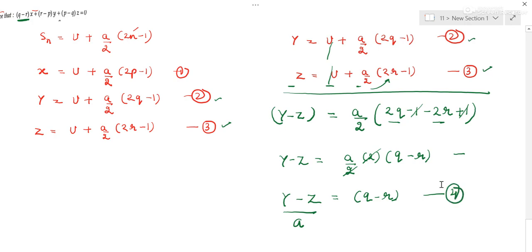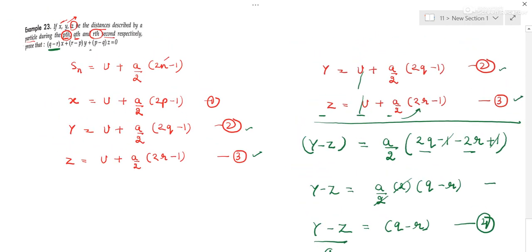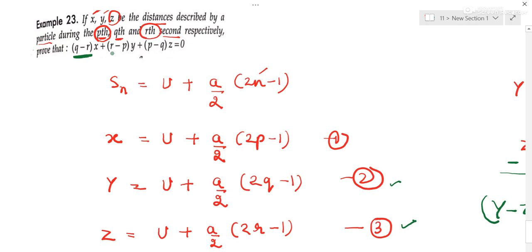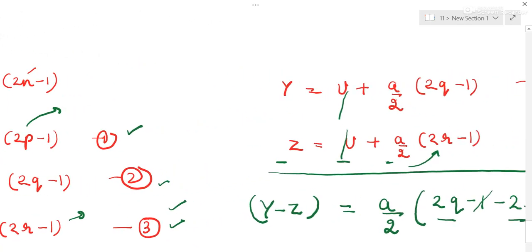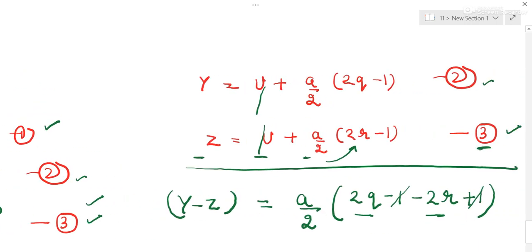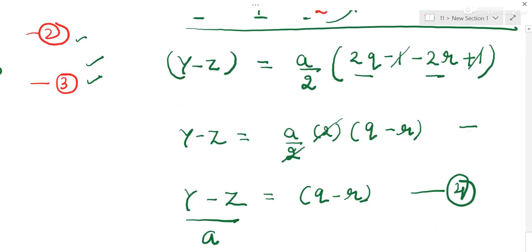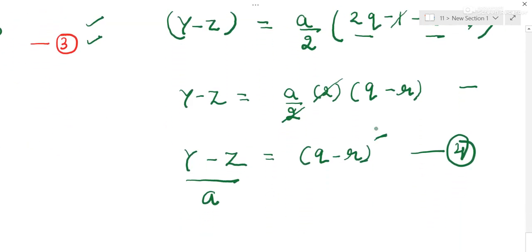Similarly, I'll be obtaining, as per the required question, r minus p. That is, the p equation needs to be subtracted from r. That is, the first should be subtracted from the third. I've shown you how to subtract, and I've subtracted the third equation from the second. I got something. I followed the steps. You follow, and obtain such a relation.